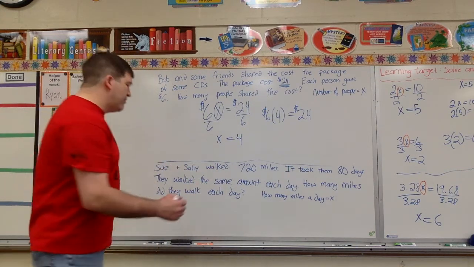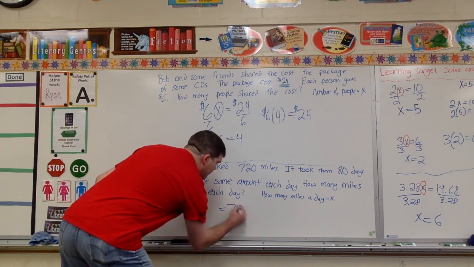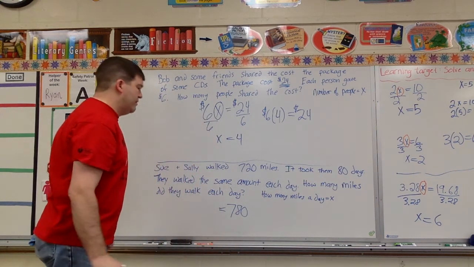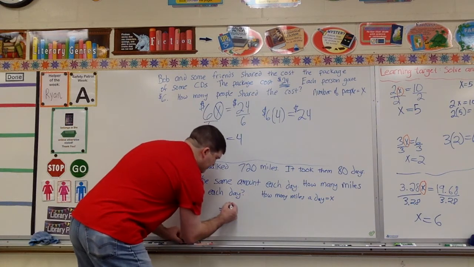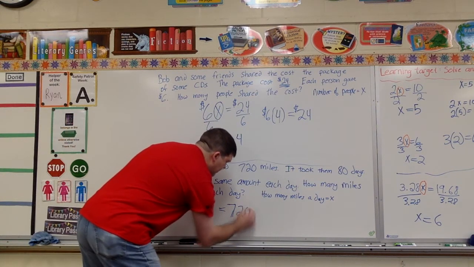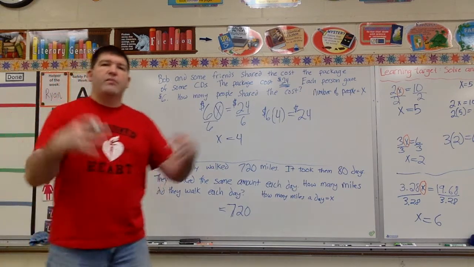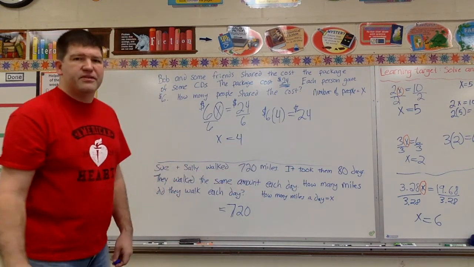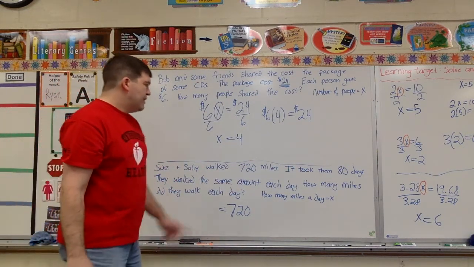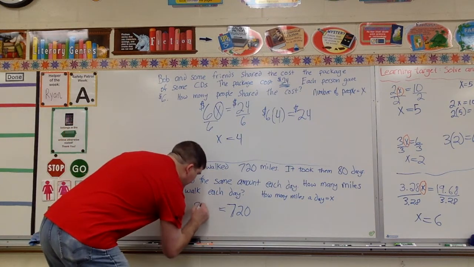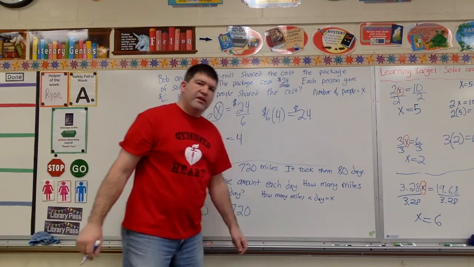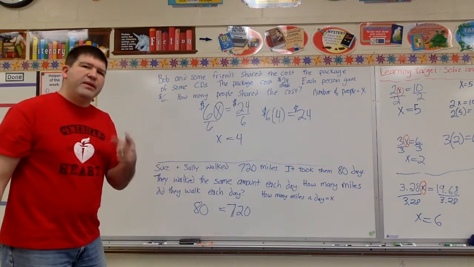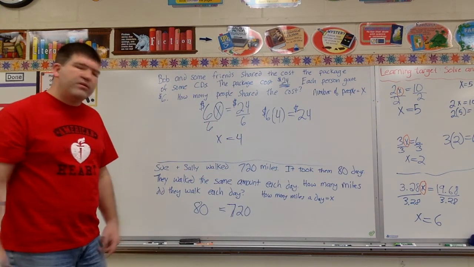So we know they walked a total. Oops, 720, not 780. The total equals they walked the 720. That was their total. It took them 80 days. Now, how many miles did they walk each day? That would be the x. That's the variable. We don't know that.